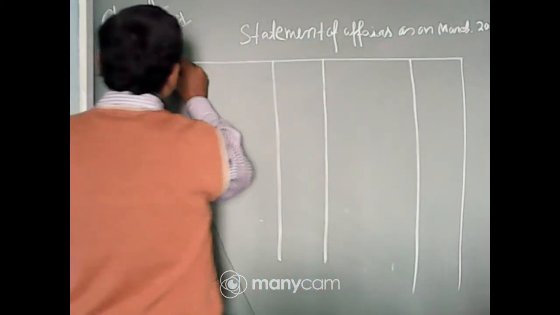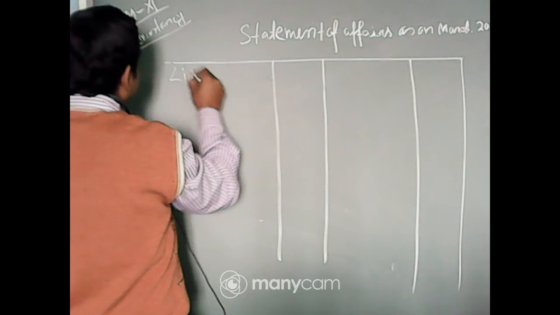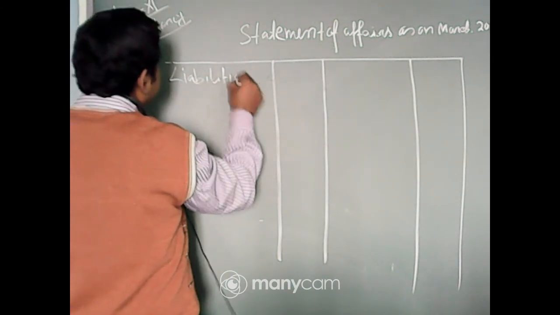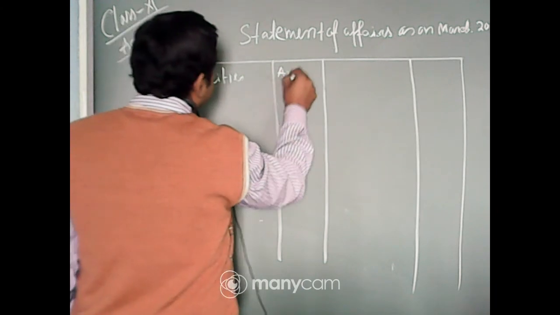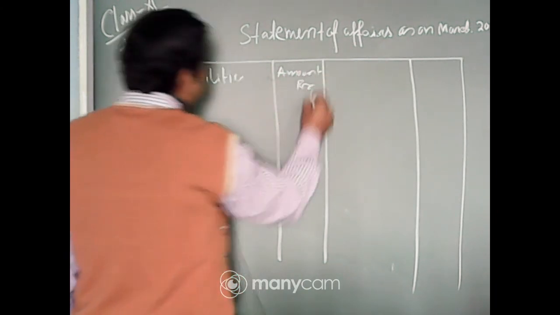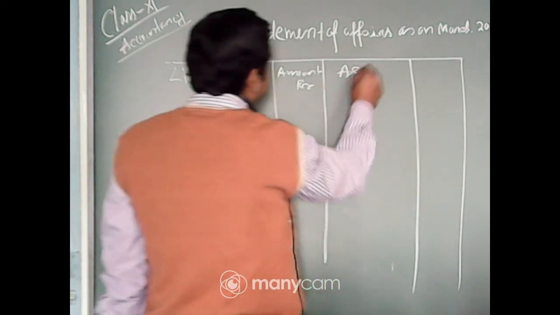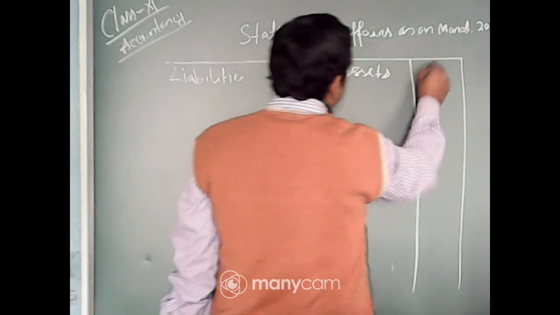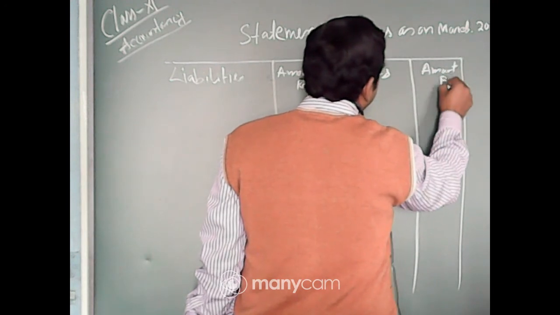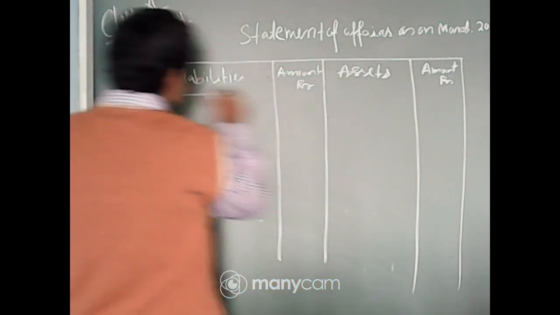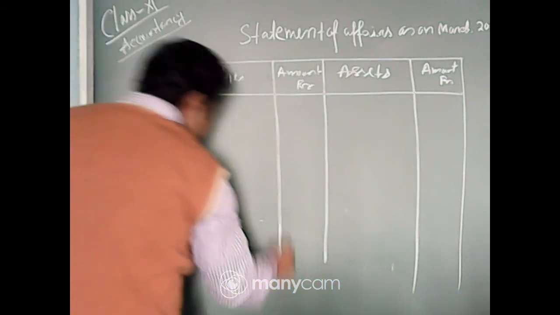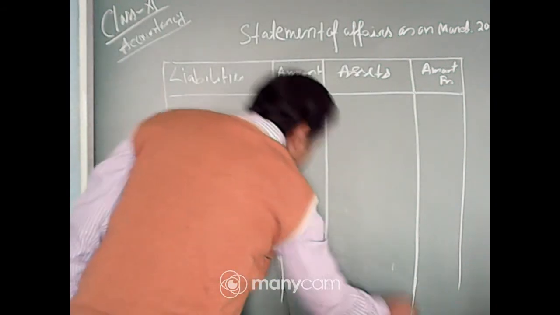That left side is liabilities. It is looking like a balance sheet, but it is not, we cannot call it a balance sheet. And why? That I have also explained. On the right side there are assets and the amount in rupees. So the same balance sheet format you have to maintain here.